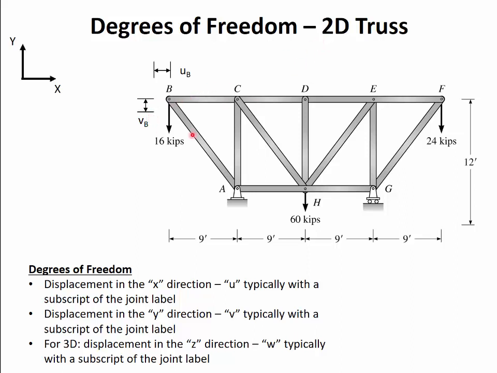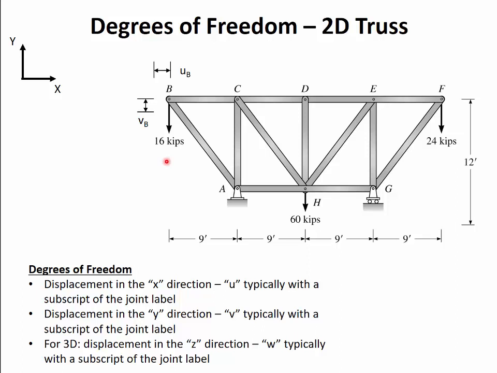There are x and y directions. Now, if we were in 3D, we would just add one more displacement, and that would be in the z direction. In this case, positive would be coming straight out of your screen, and that would be w, lowercase w. So for our 3 degrees of freedom, any one of these joints in 3D would have u sub b, v sub b, w sub b. So those are what we call our degrees of freedom.